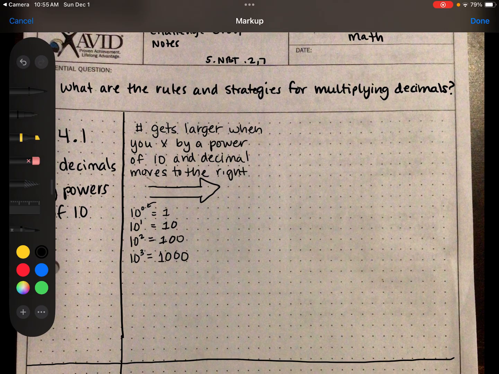10 to the third is 1,000. I am really off right here, sorry. 10 to the second is 100. You move it 2 places. 10 to the third is 1,000. You move it 3 places.